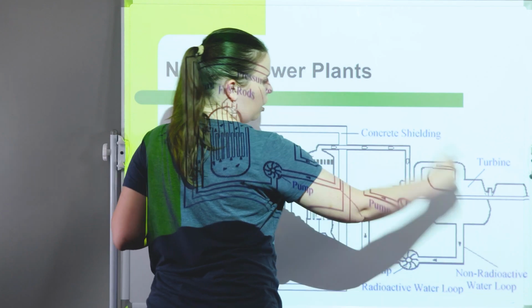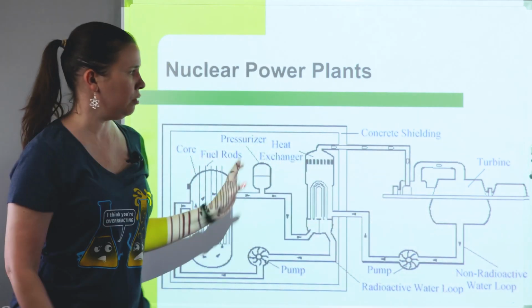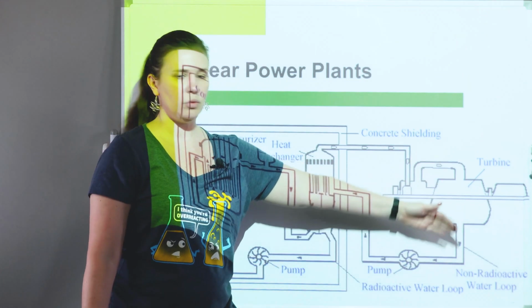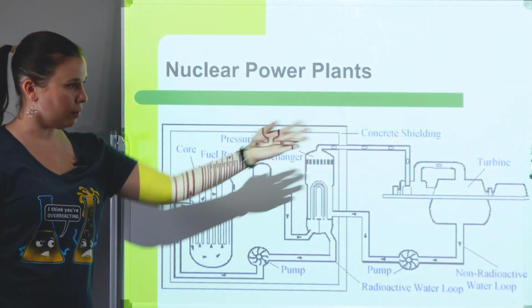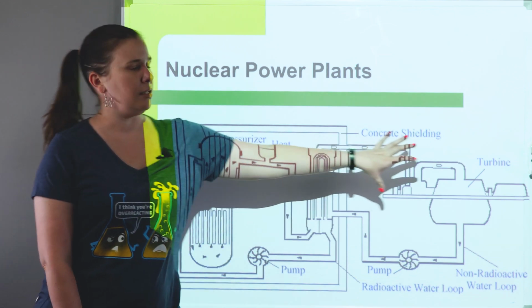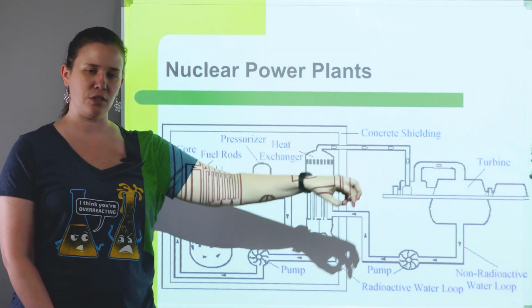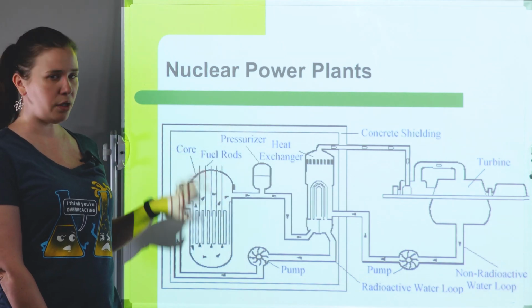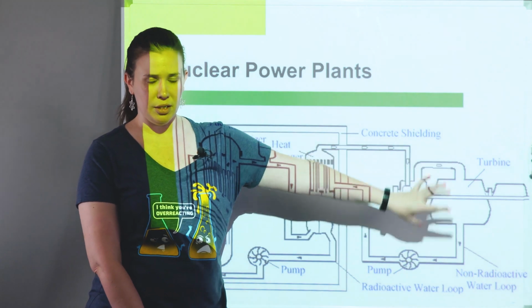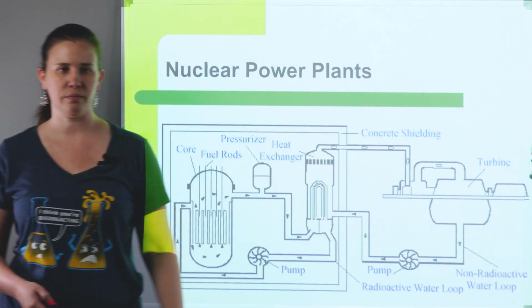Then we're going to have the non-radioactive water loop over here, which is being pumped around so that the steam can then come in contact with the wheels of the turbine, allowing the generator then to do its job in creating electricity. So the main idea here is that you understand there are two separate sections. One where the water is getting hot because of the radiation, and then one where the water is turning into steam to run the turbine.